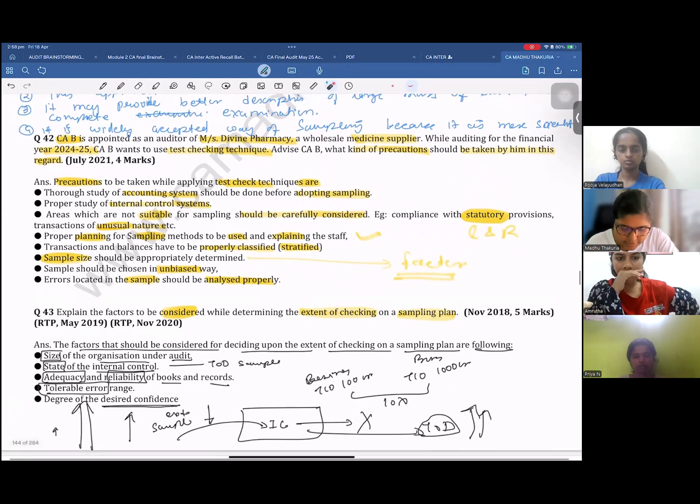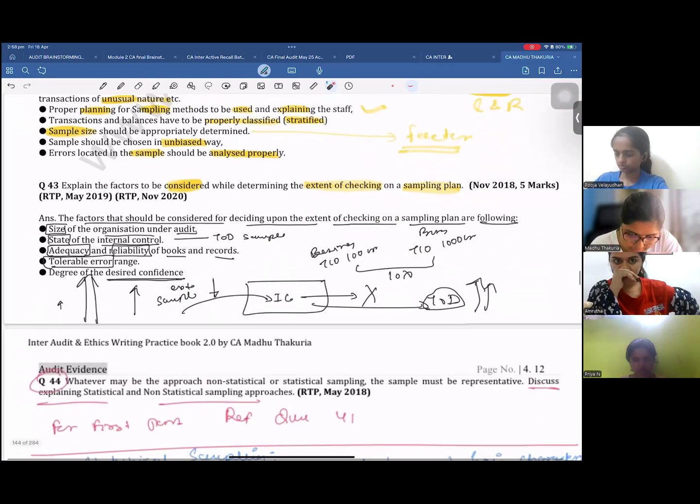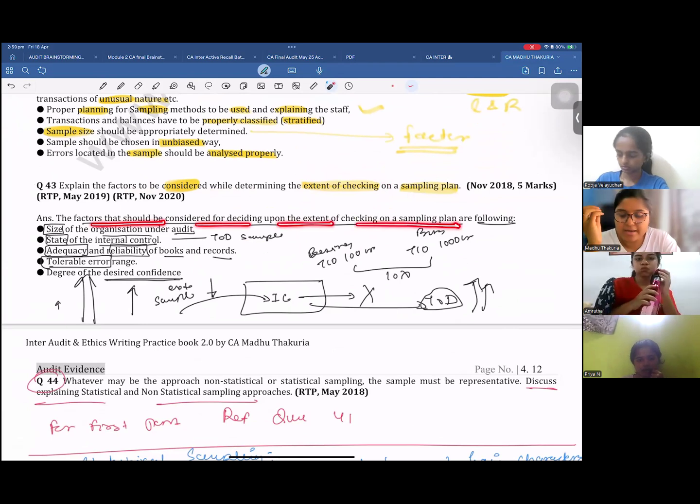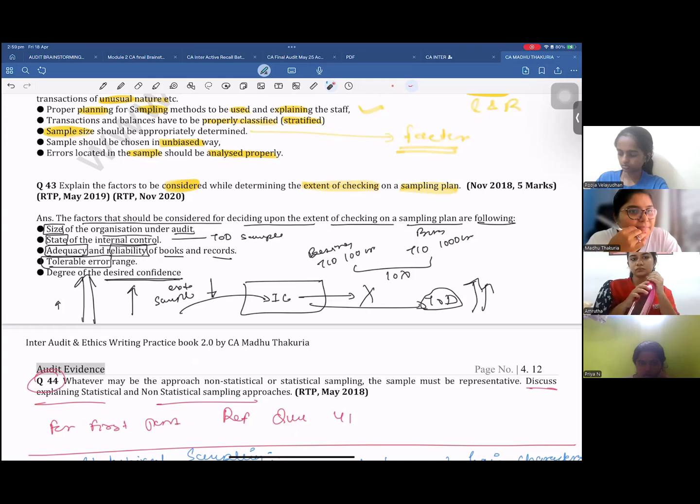Now, there is a question. Explain the factors to be considered while determining the extent of checking on a sampling plan. The factors to be considered for deciding upon the extent of checking on a sampling plan. Extent of checking, how much can you check? How do you decide how much extent of checking you want to do on a sample?